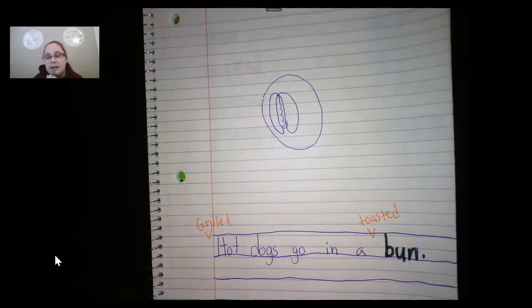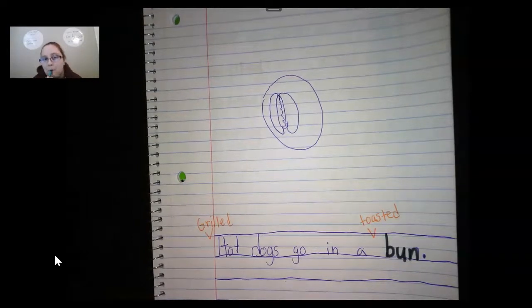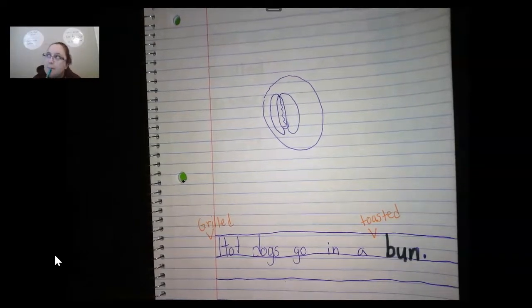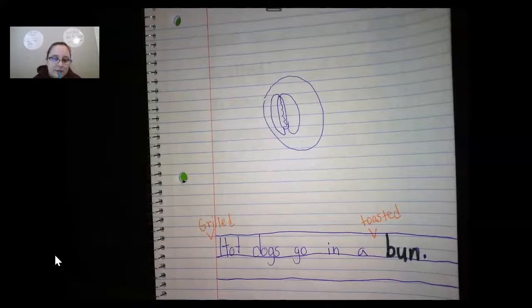Maybe I could say how to eat a hot dog, how to make a hot dog. No. What to do with a hot dog? No. This one's a little tricky, guys. So grilled hot dogs go in a toasted bun.